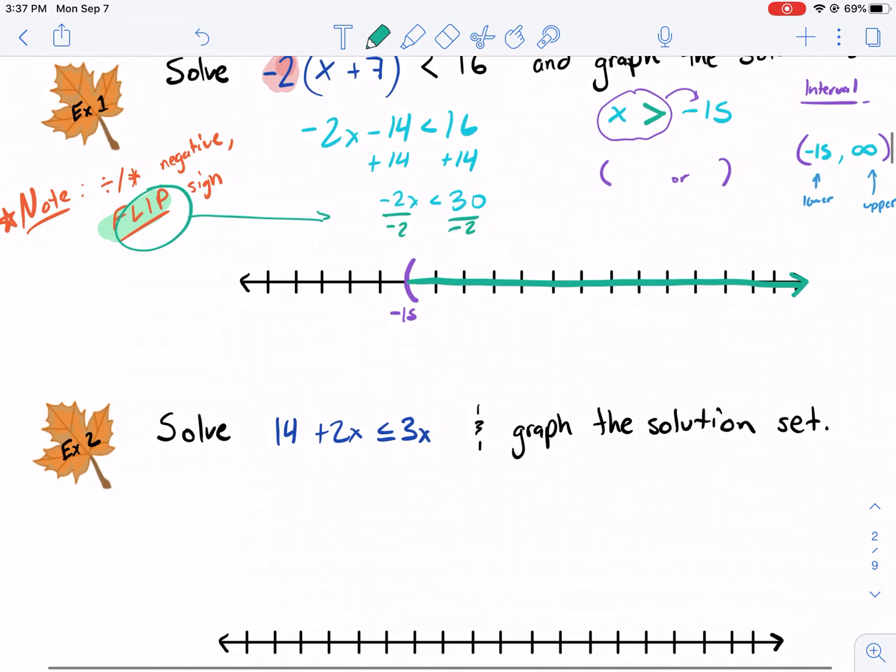Okay, and that's what this graph will look like. Our lowest possible value is negative 15, and we go to infinity.